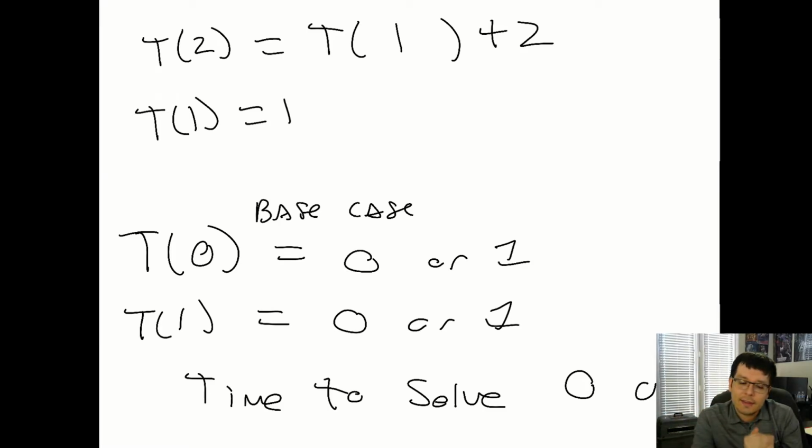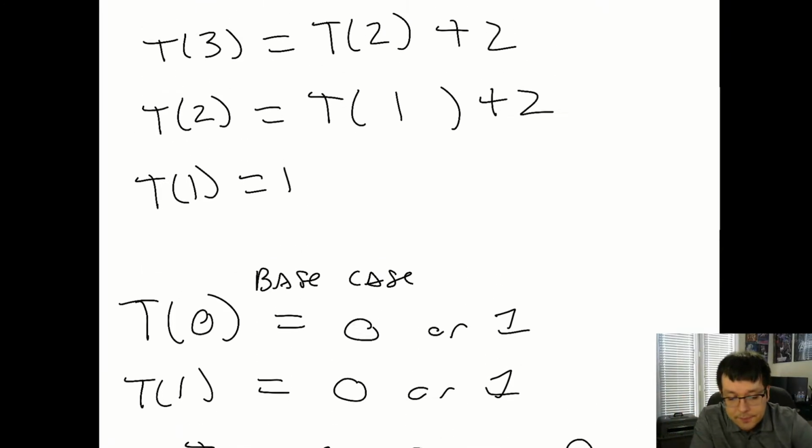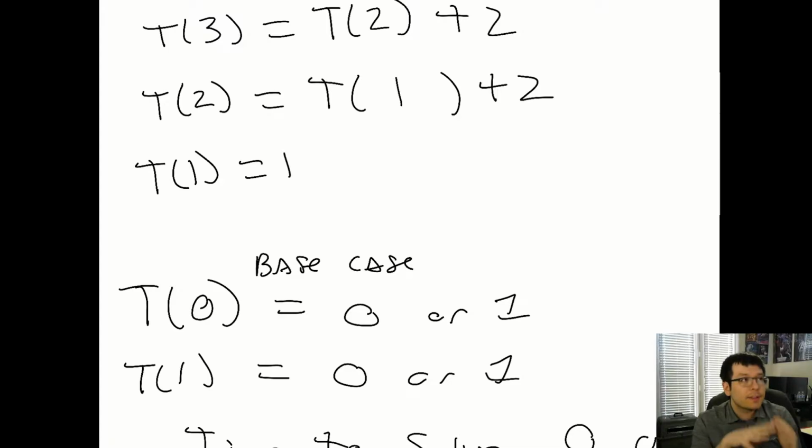So what we're saying is that the base case, T of 1, takes 1 second. But T of 2 takes whatever T of 1 takes plus 2 additional seconds, meaning T of 2 takes a little longer than T of 1, regardless of how long T of 1 takes. So T of 2 is 1 plus 2, which is 3 seconds. Then T of 3 takes whatever T of 2 takes plus 2 more seconds, okay?